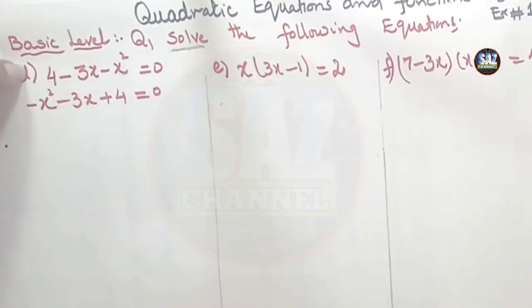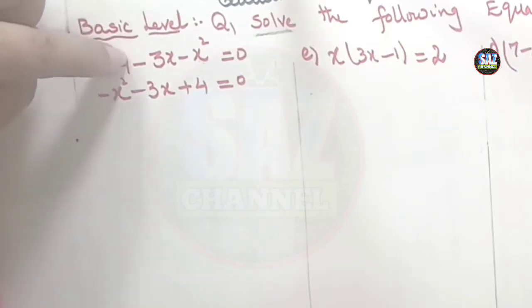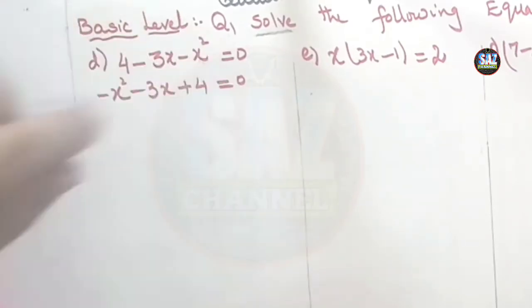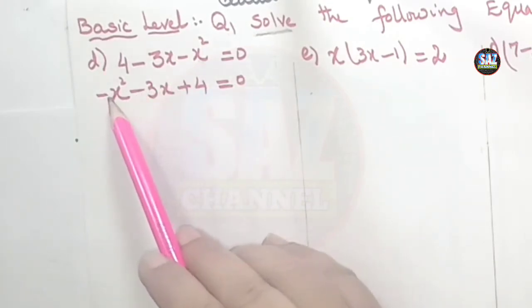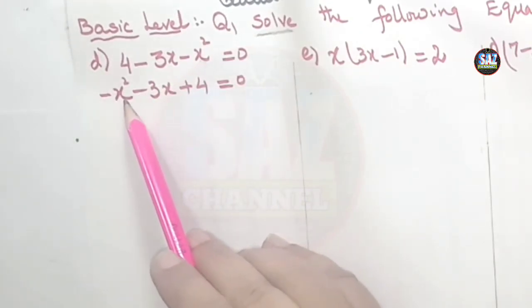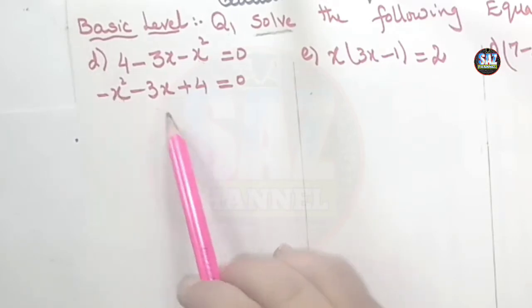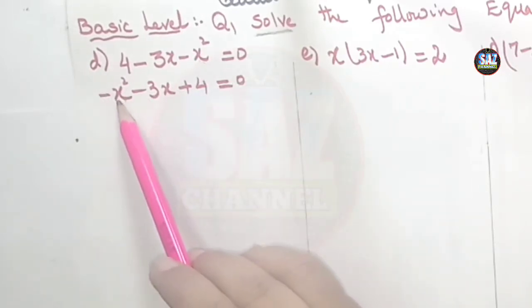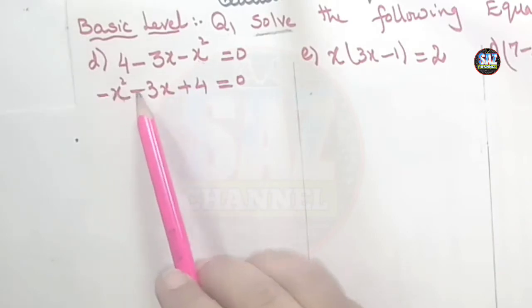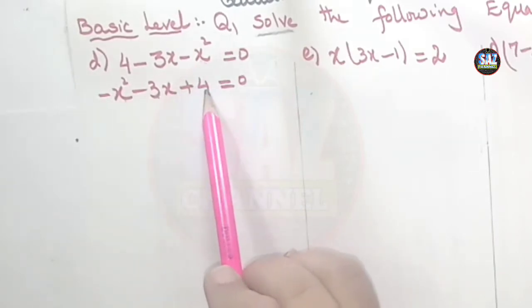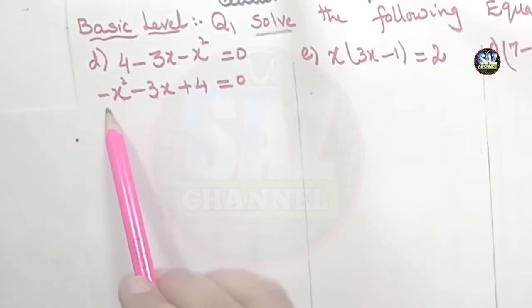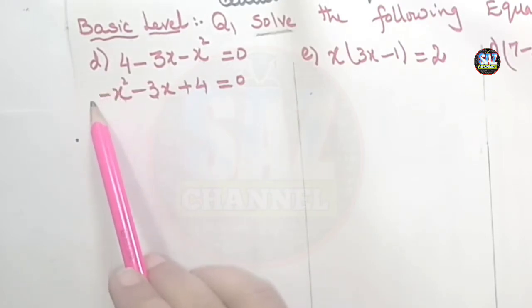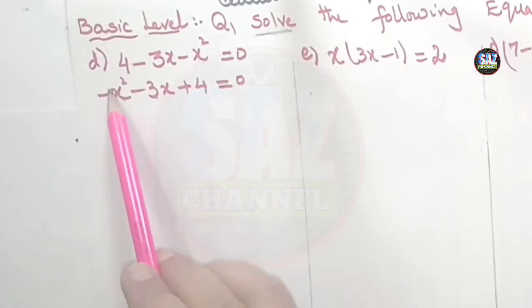Let's read D part of the question. D part of the question is 4 minus 3x minus x square equals to 0. If we look at the question, it is not in standard quadratic equation form. So we have to rewrite and make it in the standard quadratic equation form. Write the square term at the beginning, then the product term, and then constant at the last place. Again, if you look at the coefficient of square term, it is minus 1. Make it positive by multiplying both sides of equation by minus 1.